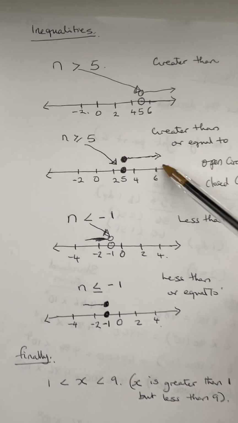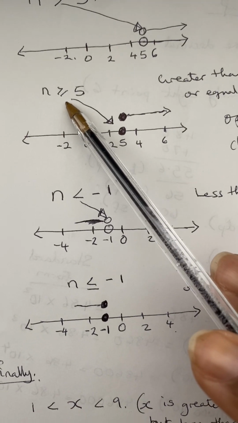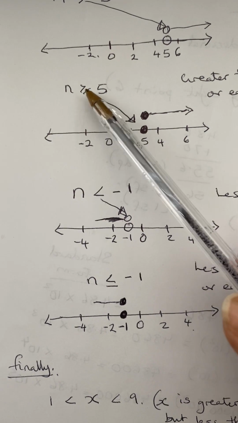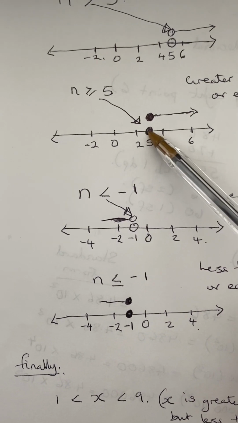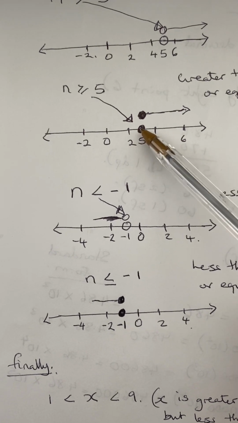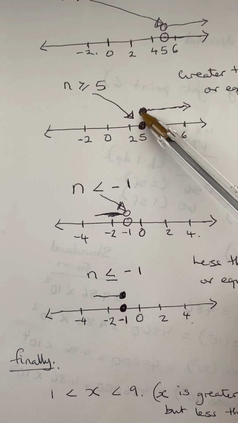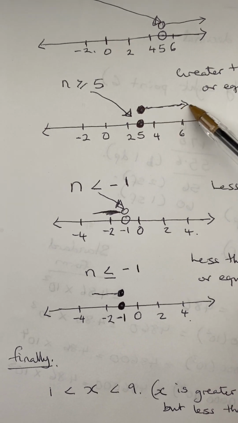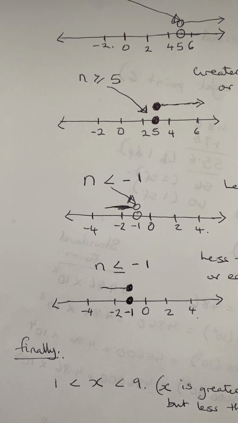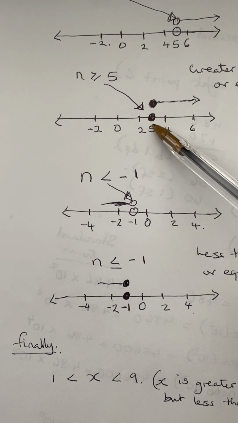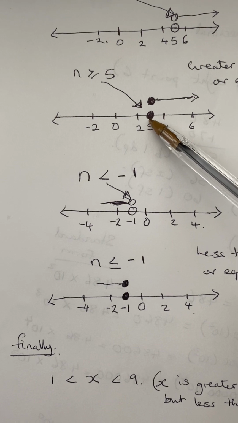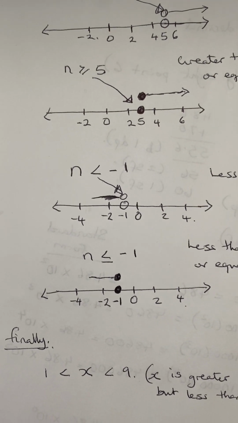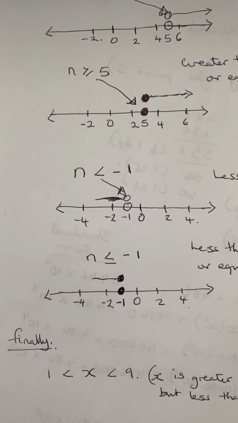Now n is greater than or equal to 5. So here, because it's greater than or equal to, we need to use the closed circle, because it's equal to 5 and greater than 5, so it will continue as far as we want, but it stops at 5. Okay, so it's equal to 5, but it's also greater than 5, so it will go as far as it wants.